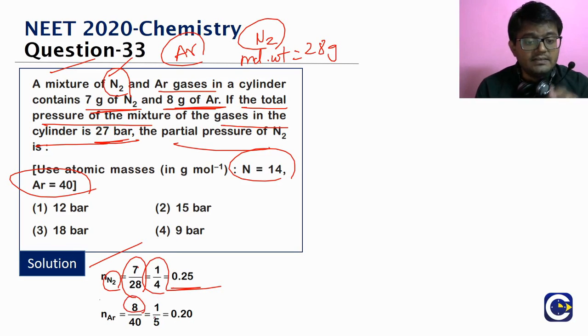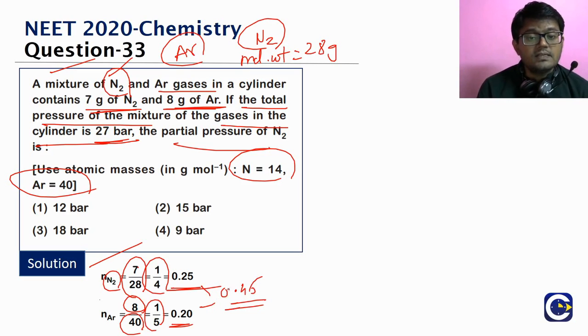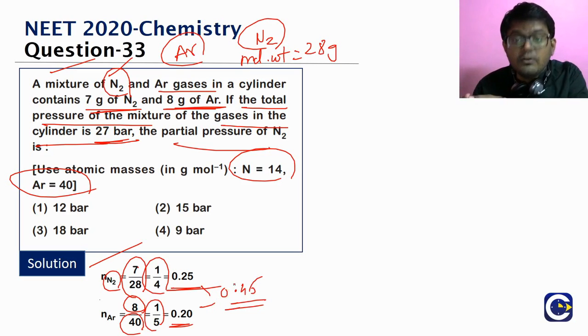What about the number of moles of argon? Given mass, which is 8, divided by the molecular weight. Argon is monoatomic, so the molecular weight is the same as the atomic weight, which is 40. So 8 by 40 is 1 by 5, which is 0.2. So what is the total number of moles in the container? 0.45, because we require the mole fraction.